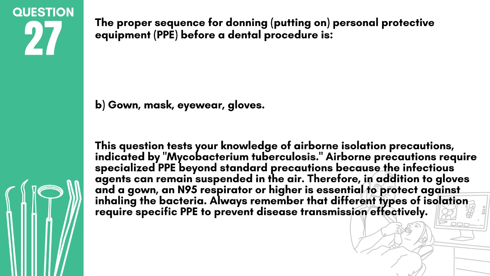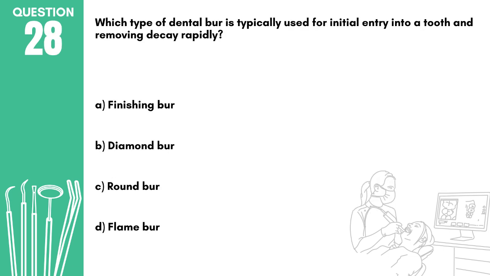For example, before assisting with a restorative procedure, you would systematically put on your gown, then mask, then protective eyewear, and finally your gloves. Always remember the order: gown, mask, eyewear, gloves, to ensure proper protection. Question 28. Which type of dental burr is typically used for initial entry into a tooth and removing decay rapidly? A. Finishing burr. B. Diamond burr. C. Round burr. D. Flame burr.